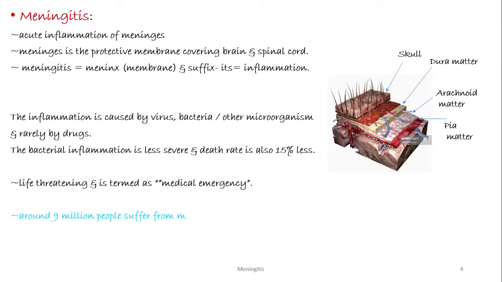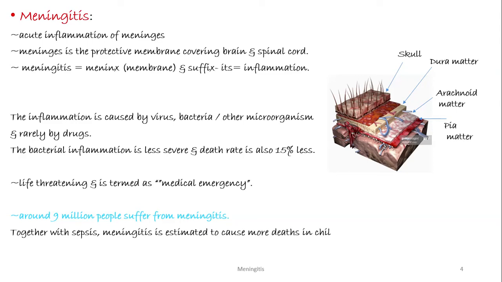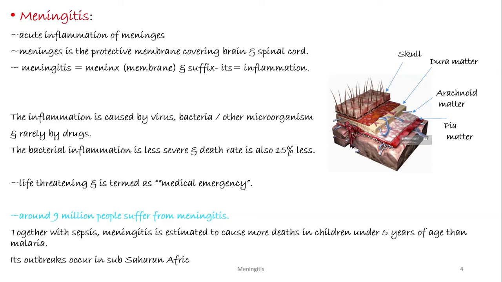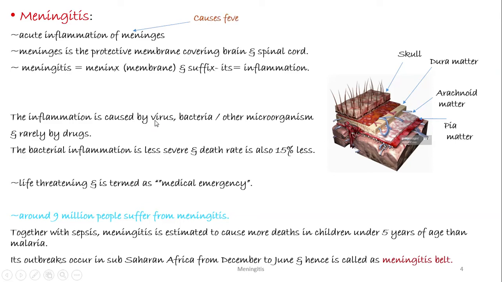Around 9 million people suffer from meningitis. Together with sepsis, meningitis is estimated to cause more deaths in children under the age of 5 years as compared to malaria. Its outbreaks occur in the sub-Saharan African part from December to June, and hence it is called the meningitis belt. Now what is this inflammation of the meninges going to cause? It causes very high fever, headache, and it is also responsible for stiffness in the neck.